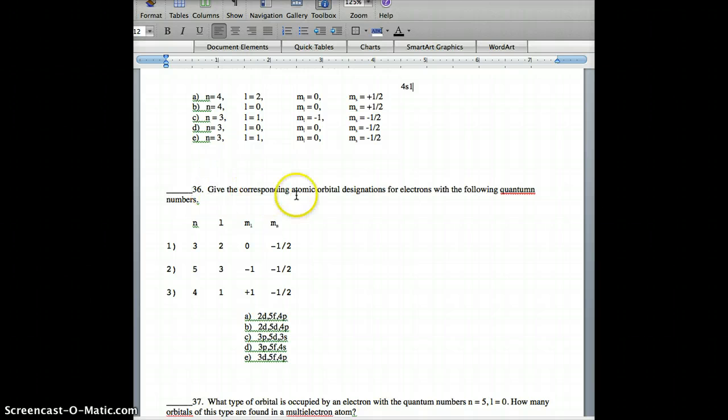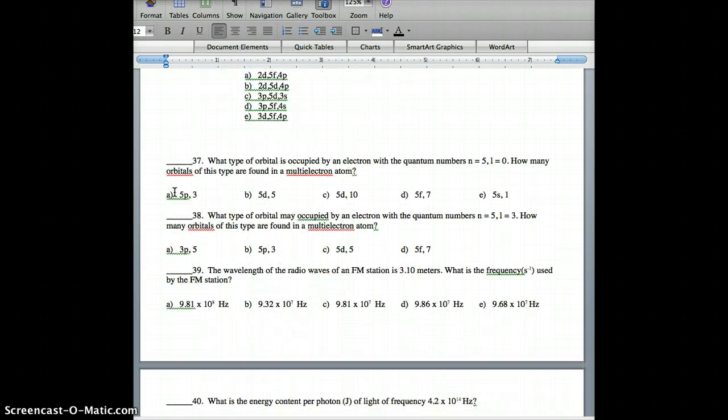36, give the corresponding atomic, okay, so this would be a 3d, and that would be a 5f, and that would be a 4p. So 3, looks like the answer is E. The type of orbital occupied by an electron with the quantum numbers 5s, and there's only one 5s orbital. So 5s and 1, E. There's only one s orbital in any given energy level.